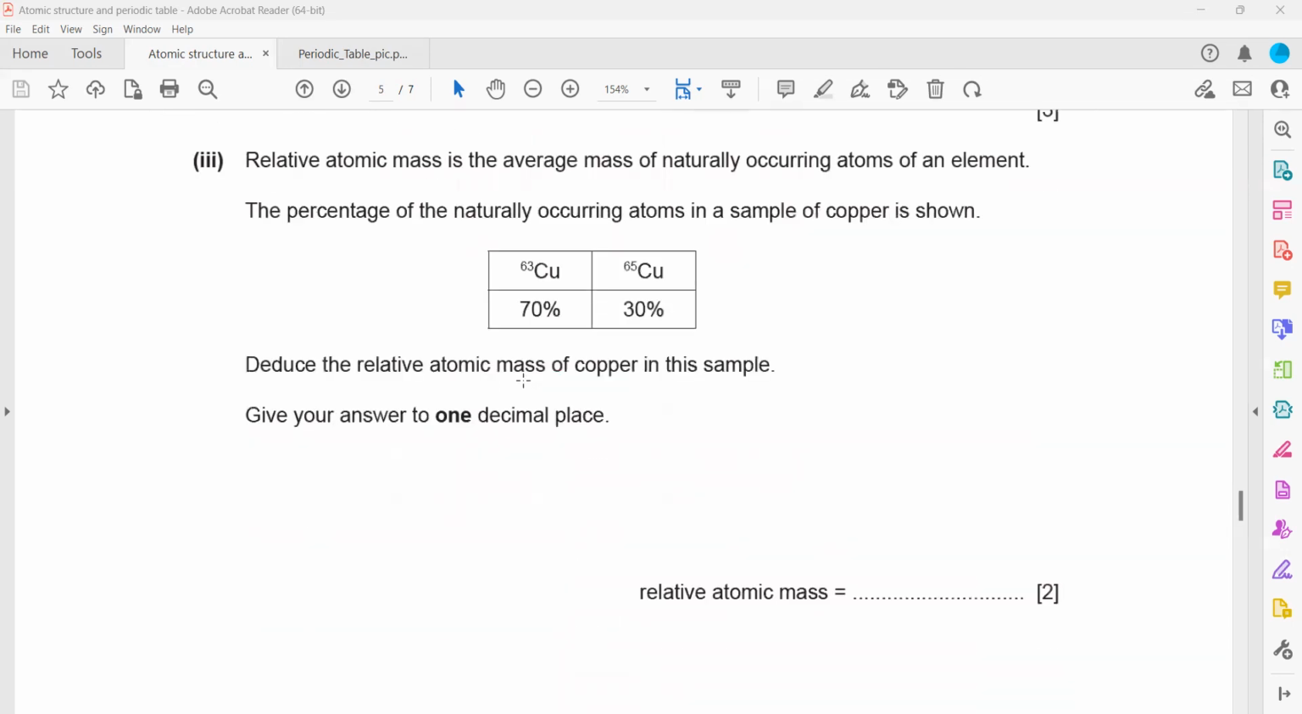Then if you need the average mass of the two isotopes, how to work out the average mass? It's the percentage of each isotope multiplied by its mass. So the percentage is 70 and the mass is 63, plus the percentage is 30 and the mass is 65, and divided by 100. That's how we work out the average mass of the two isotopes. Write your answer in 3 significant figures. So it will be 63.6. That's the average mass of the two isotopes.